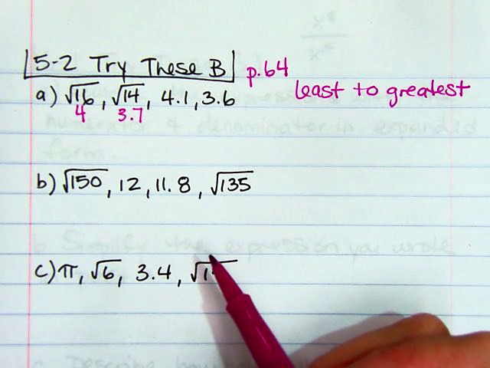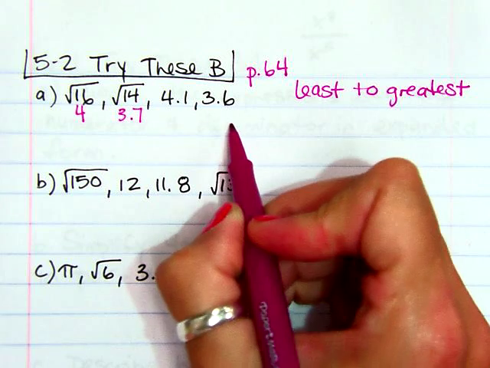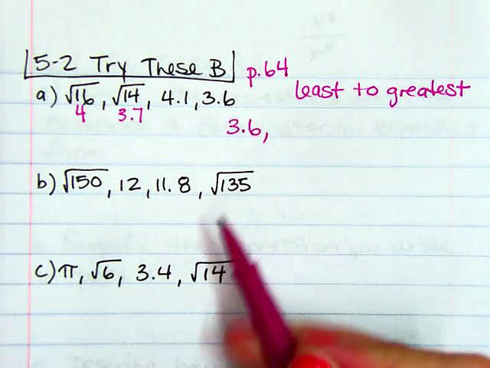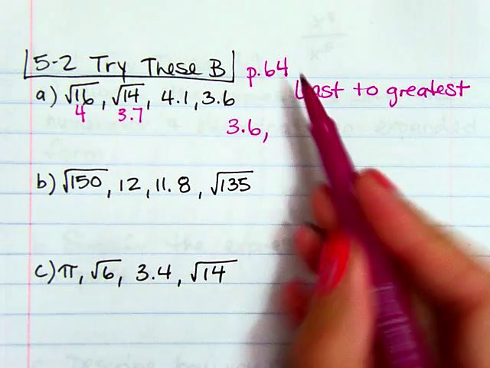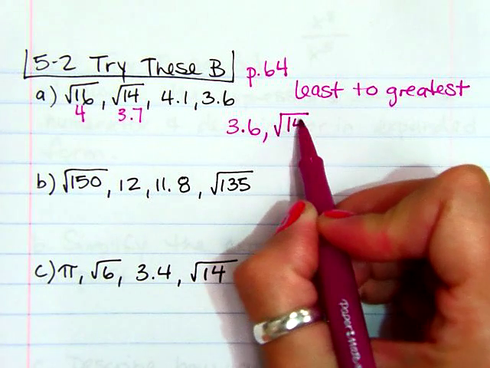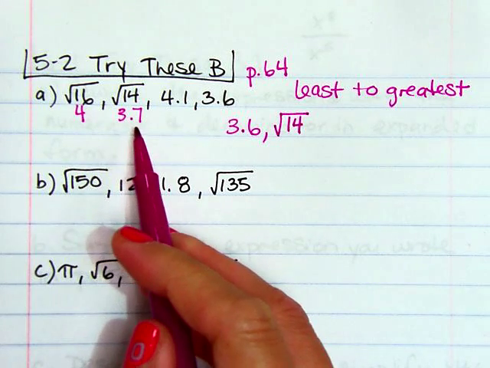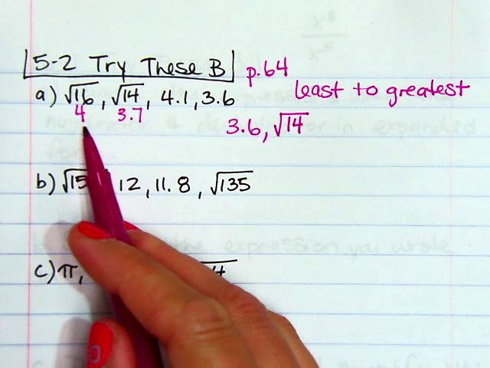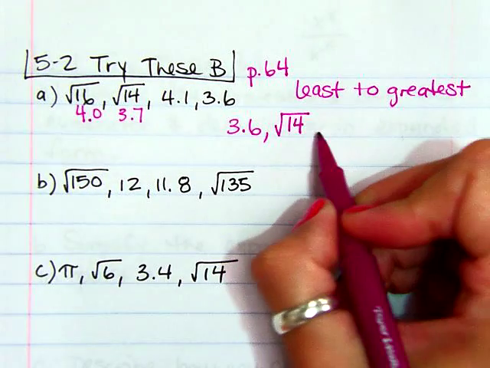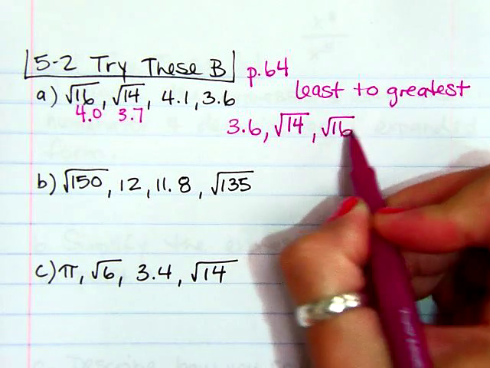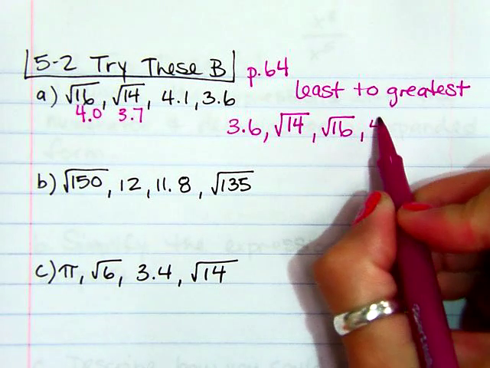So the smallest number is 3.6. So I'm going to write that first. Next is 3.7, but I can't write 3.7 because it was given to me as a square root 14. So that's the next one. Then I have 4, which is just 4.0, right? 4.0000. So I need to write square root 16. And then the next is 4.1.